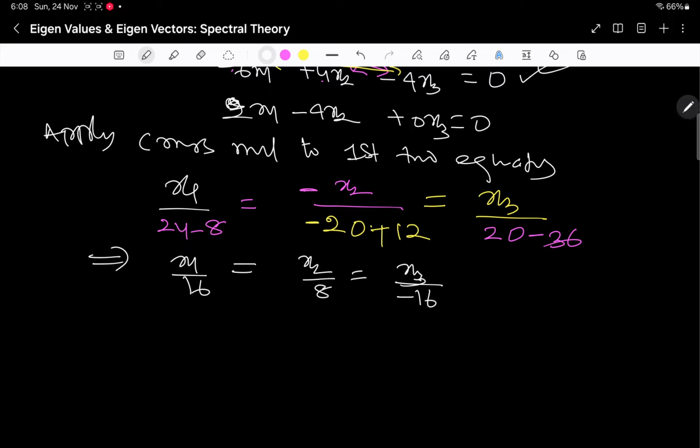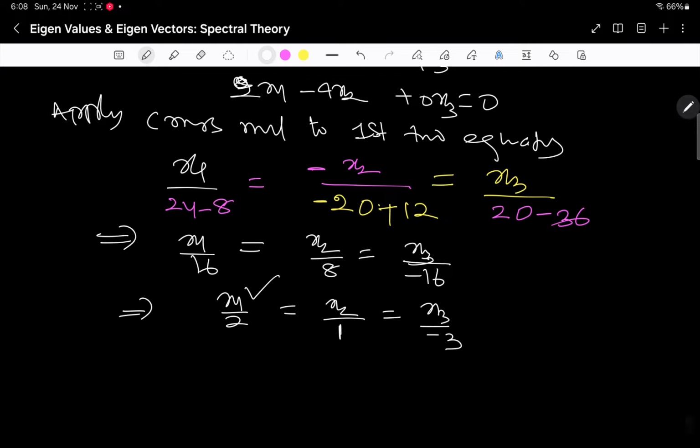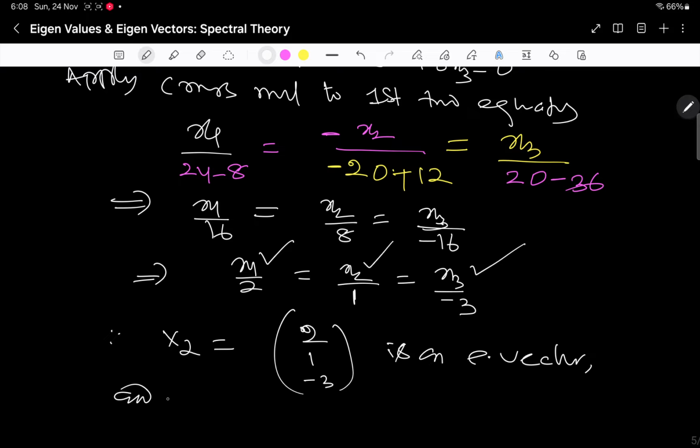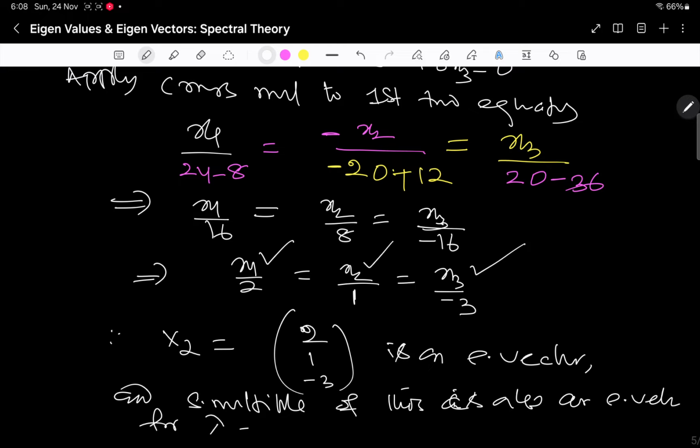Now if you divide by 8, that means x1 by 2 is x2 by 1 is x3 by minus 2. So the value of x1 is 2, the value of x2 is 1 and x3 is minus 2. Therefore x = (2, 1, minus 2) is an eigenvector, and similarly any scalar multiple of this is also an eigenvector for lambda equal to 3.